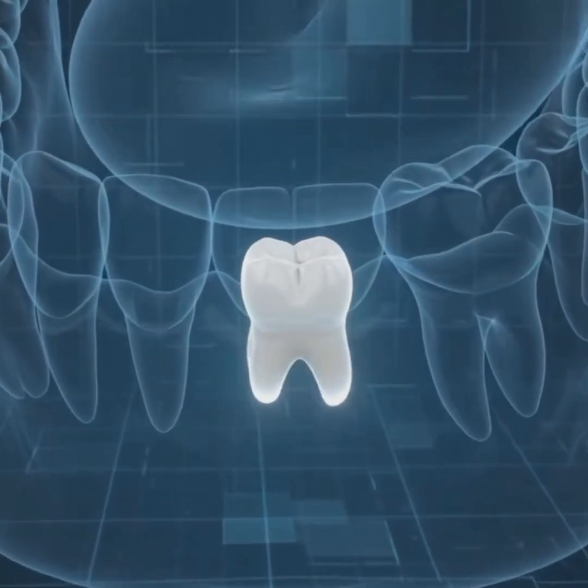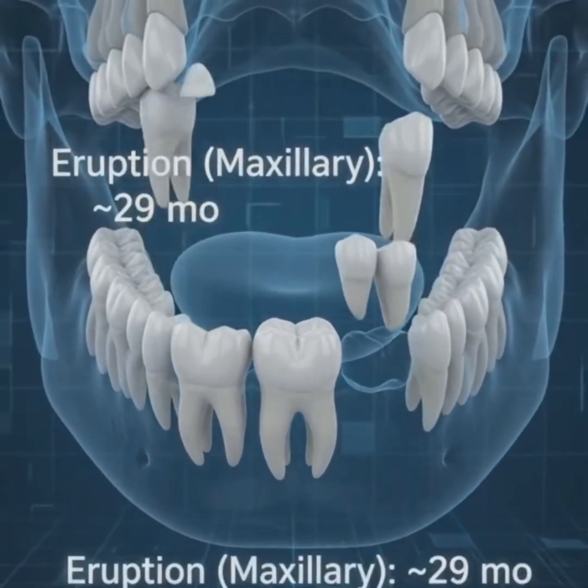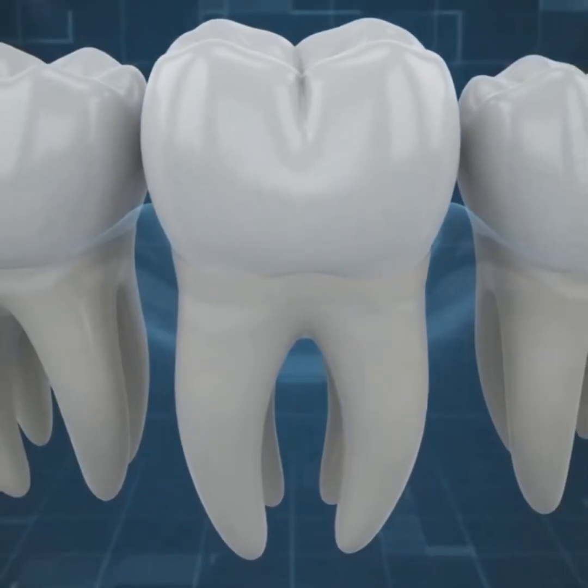Deciduous second molar development begins. Crown completion occurs at 10 to 12 months. Eruption follows between 20 and 30 months. Root completion concludes at 3 years.